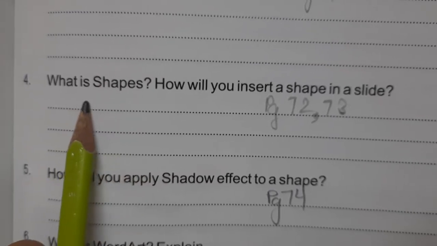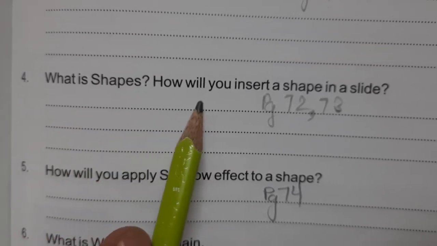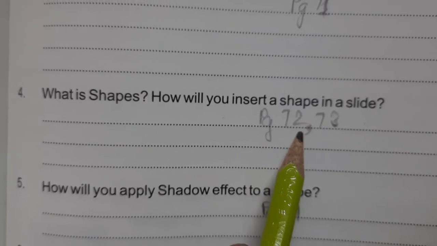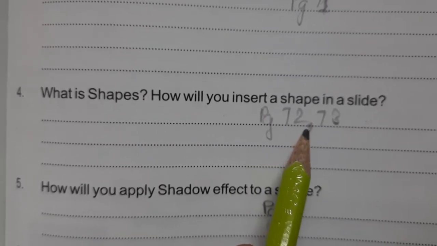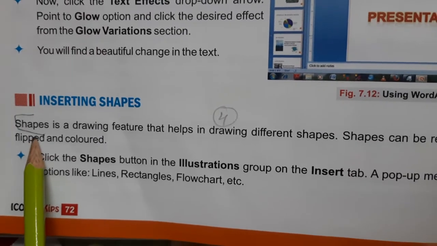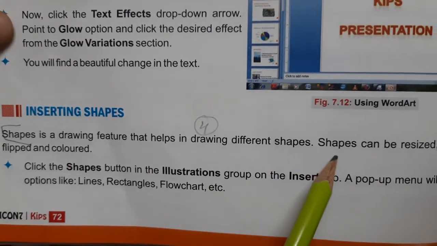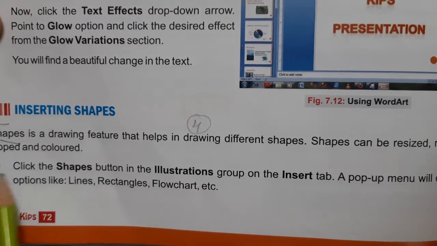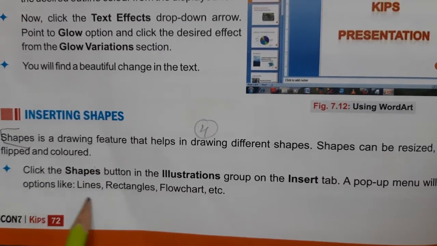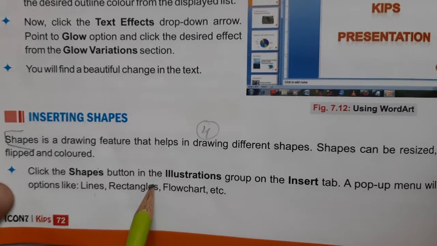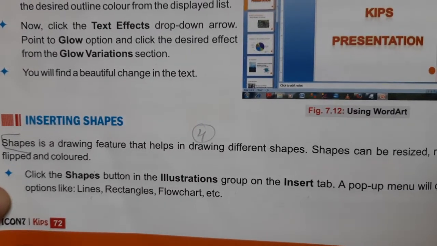Now question number 4, what is shape? How will you insert a shape in a slide? For this, open page number 72. Okay, you have to start from here. Shapes is a drawing feature that helps in drawing different shapes. Shapes can be resized, rotated, flipped and colored. So how can we insert a shape? First, we have to click the shape button in the illustration group on the insert tab.